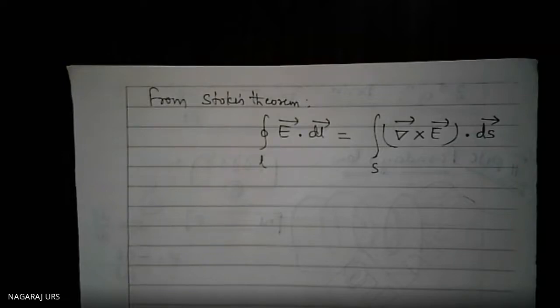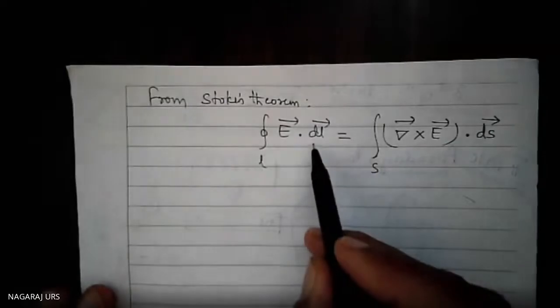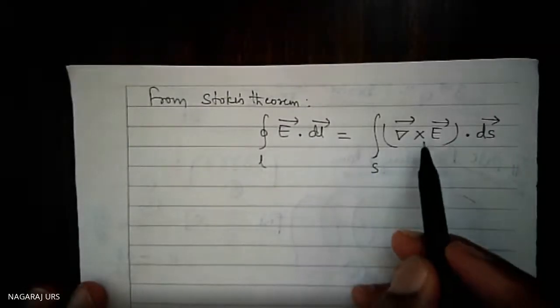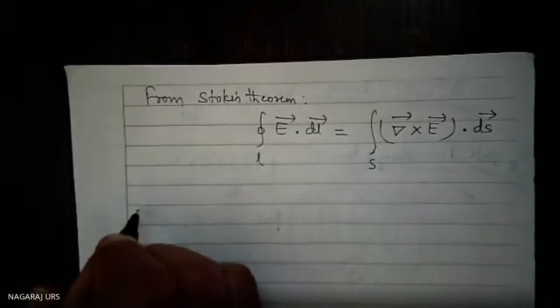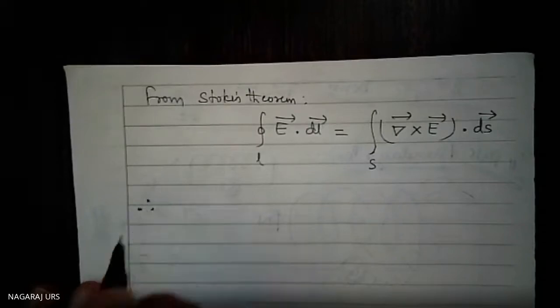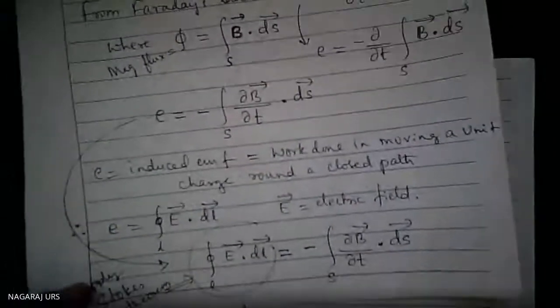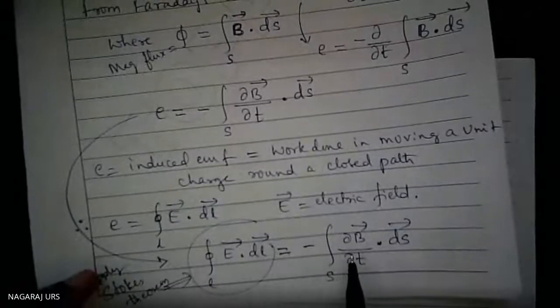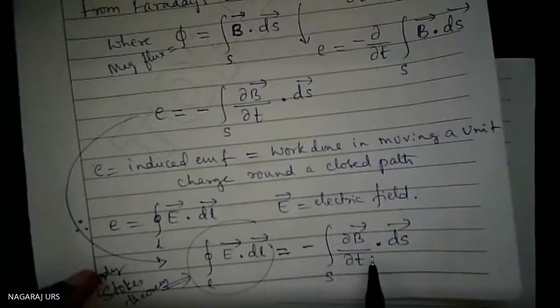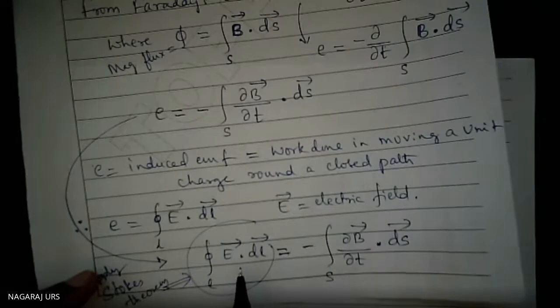Therefore, the previous equation, whatever we got, I will write it again. Can I show it again? This expression. The right hand side I will write as it is. The left hand side only I am going to convert from line integral to surface integral using the Stokes theorem.